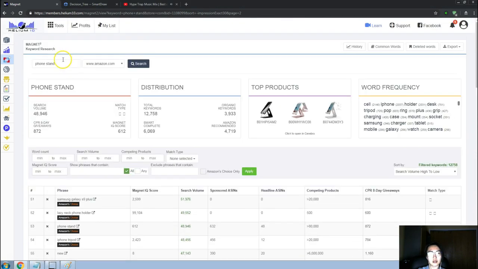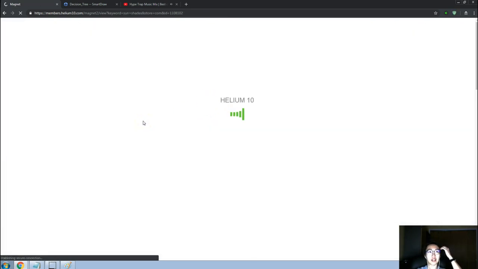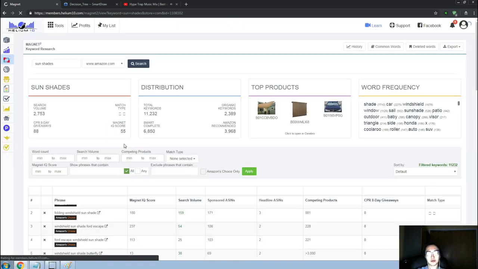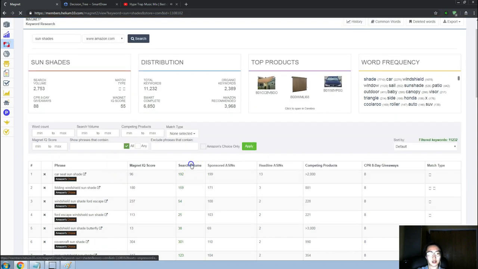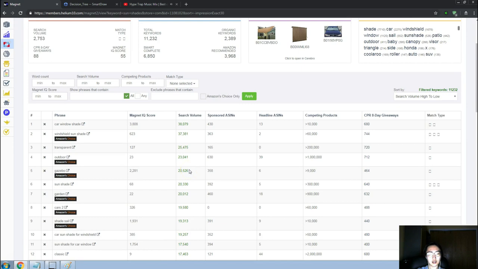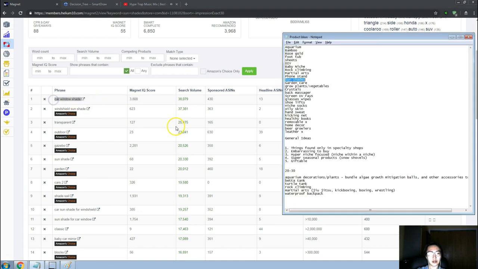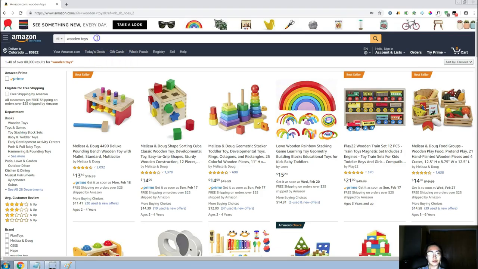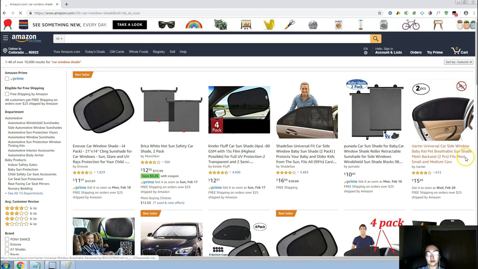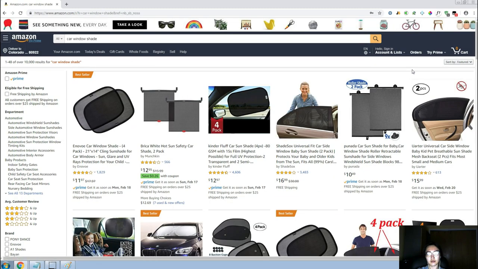Sunshades. Sure sounds like sunglasses to me, Jack. I don't know. Different keyword. Who knows what it's gonna pull up? Getting dark in here. Car window shade. Very, very competitive. You want to niche down within this.